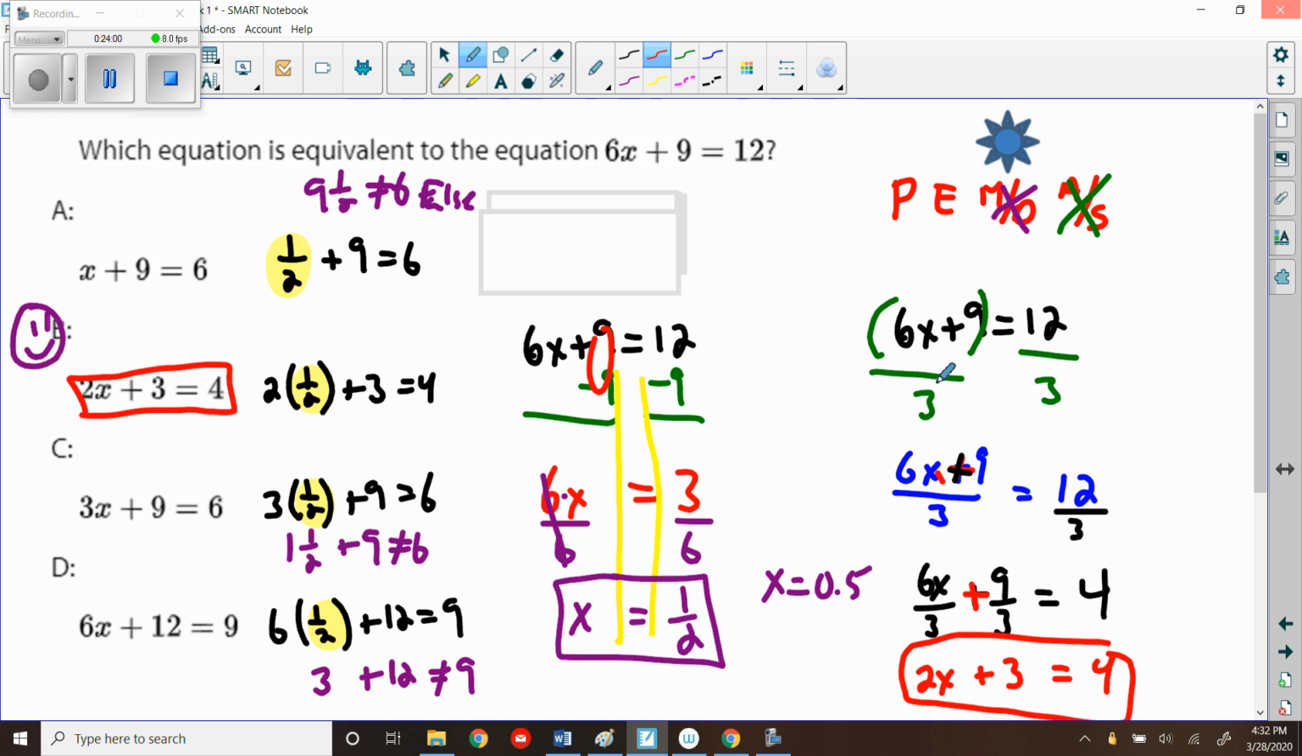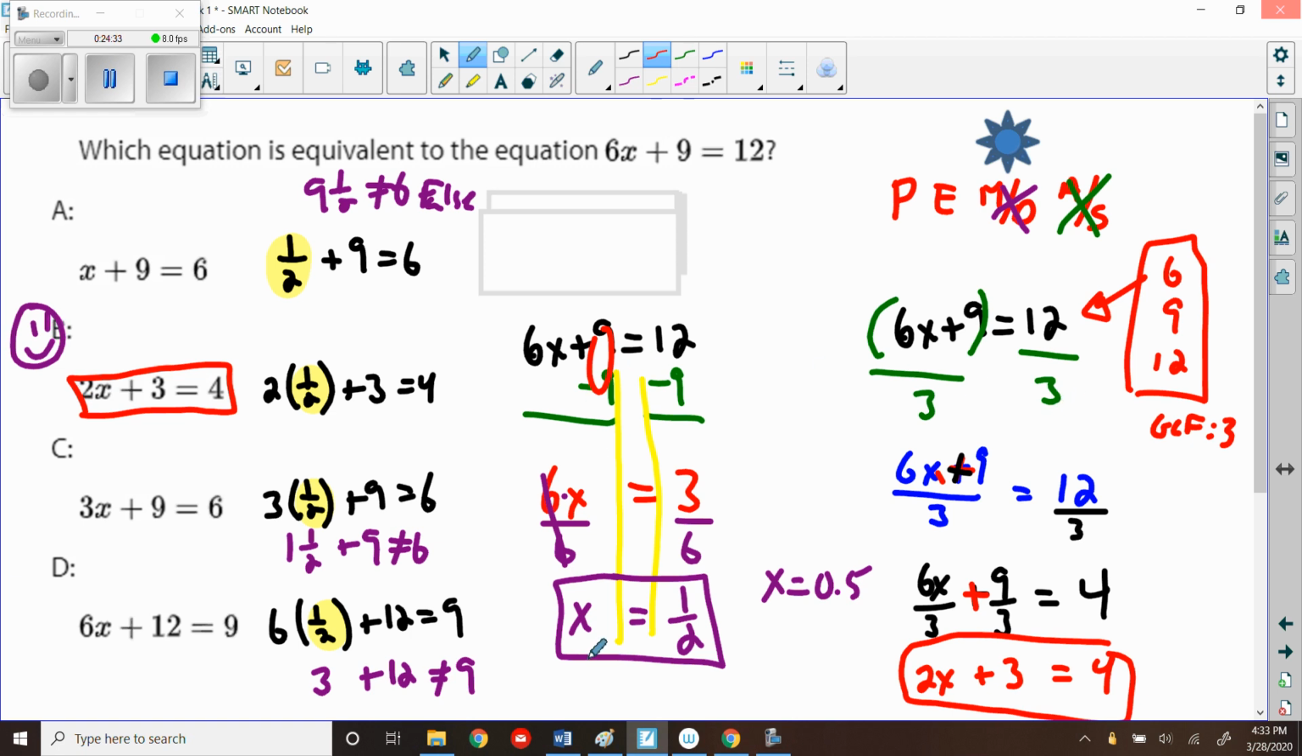Now, how did I know to divide the left side and the right side by 3? Well, I noticed that 6, 9, and 12, which was the coefficient and the two constants in this problem, all had a greatest common factor of 3. And anytime I notice that the coefficient and the constants of an equation all have a greatest common factor greater than 1, I know that I can simplify by dividing the left side and the right side by the greatest common factor. So that's just one of those tricks that popped into my head.